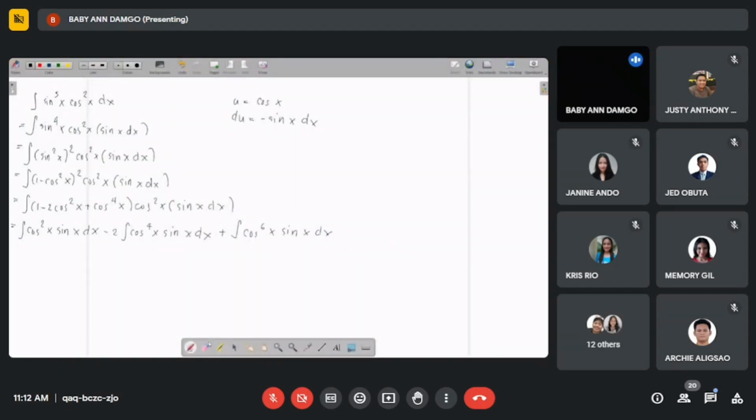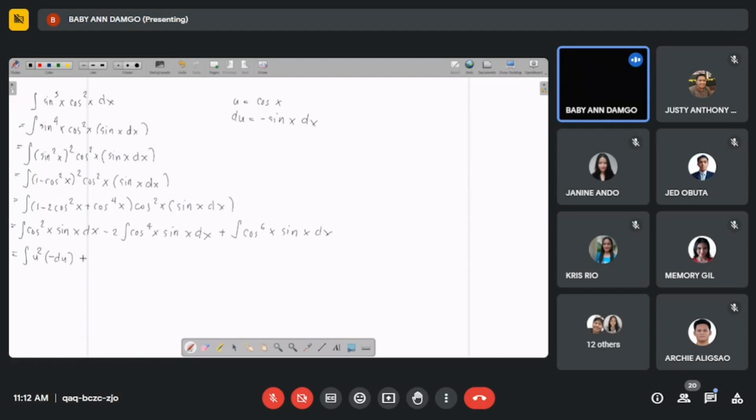Okay, so balik ta ha. So we let u be equal to cosine x. So our du here is negative sine x dx. Okay, so this is equal to the integration. So cosine x, we have u squared. So by substitution, and then sine x dx is negative du because of this.